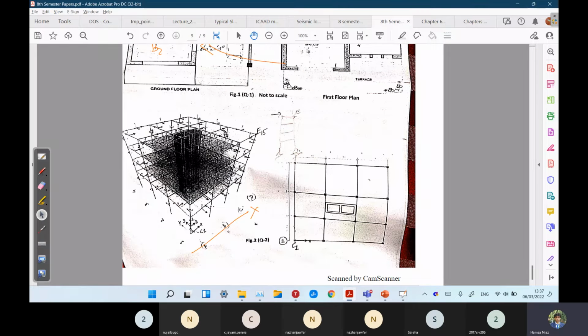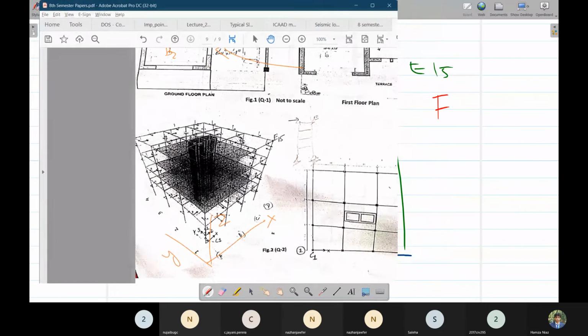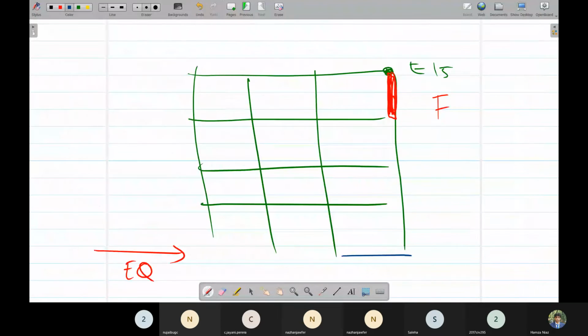Global axes are these: X direction, Y direction, and Z direction. Because this is a joint, and we are checking the displacement of joints, we have to use the global axis here. Those 1 to 3 were local axes of each column and beam. So for joint, we have to use the global axis. This axis is X axis, in this direction it is Y axis, and in upward direction it is Z axis.